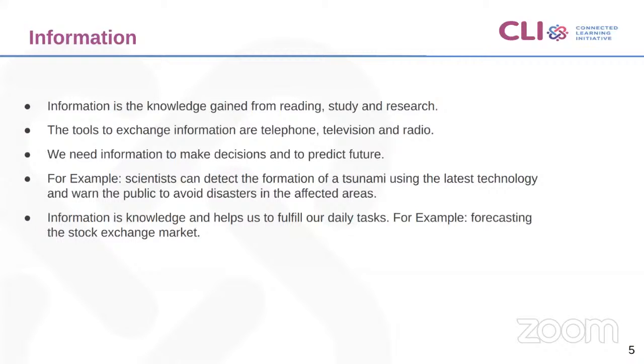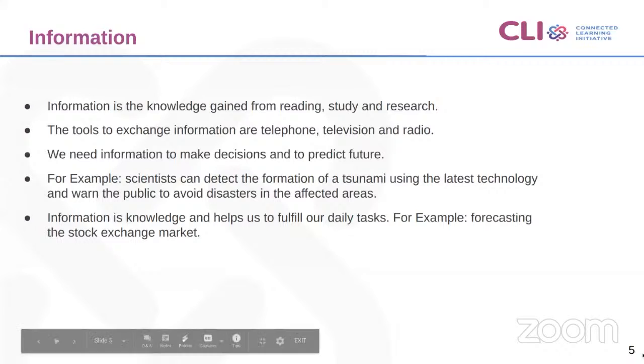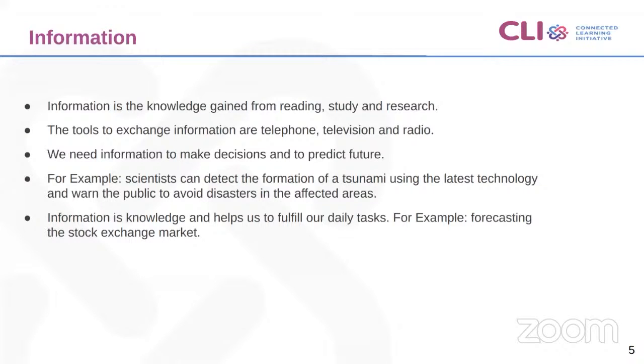We use this information to make decisions, and then we need to predict what happens in the future. In real life, in this example, you would be using the information I gave you to pass the exams. Other than that, there are certain examples, like scientists can detect when a tsunami is getting formed by using the latest technology. They get information using a seismograph and graph tools like that.